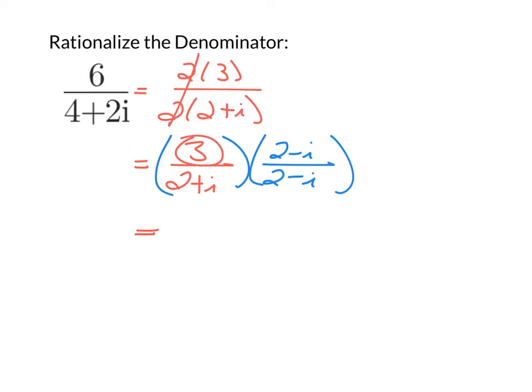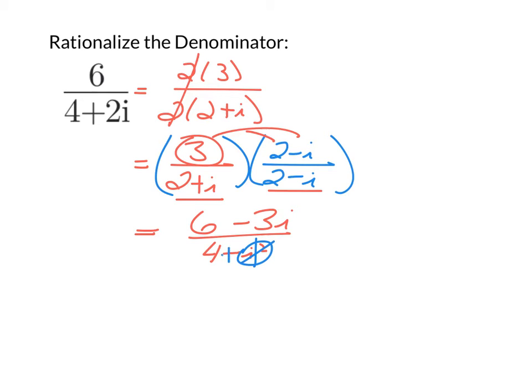So this 3 is going to get distributed to the 2 and the i, so we'll get 6 minus 3i. And in the denominator, we'll multiply our two conjugates together, getting the difference of two squares, 4 minus i squared. Of course, like we've been saying, this i squared is negative 1, so instead of subtracting i squared, we're going to add 1. Then we'll have 6 minus 3i over 4 plus 1, which is 5.